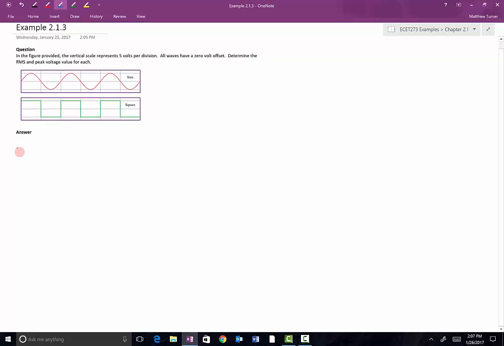So the givens here, it's all given in that figure, so I'm not just going to redraw it. So no point really in this step for this particular solution. We're asked to find the peak value and the RMS value for both that square wave and the sine wave.